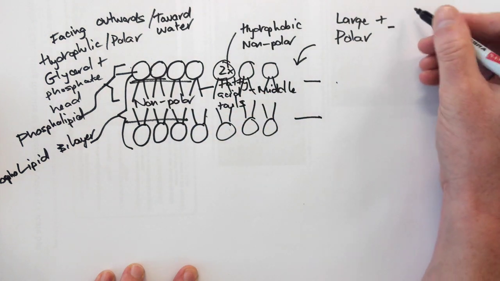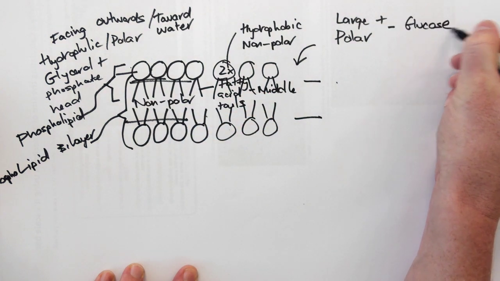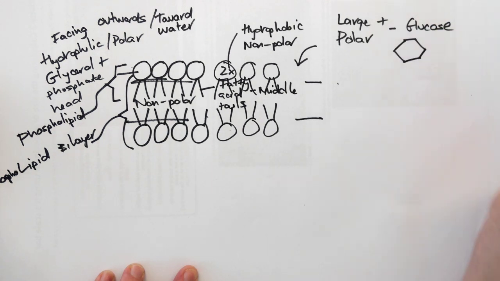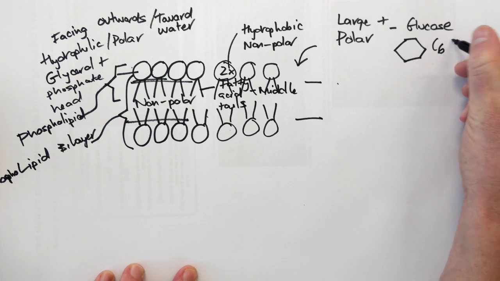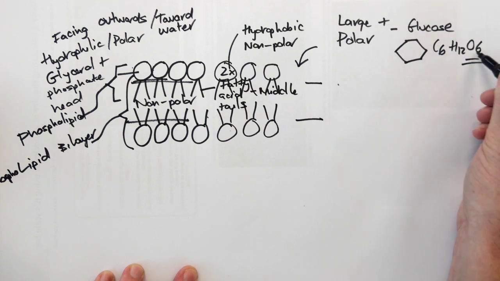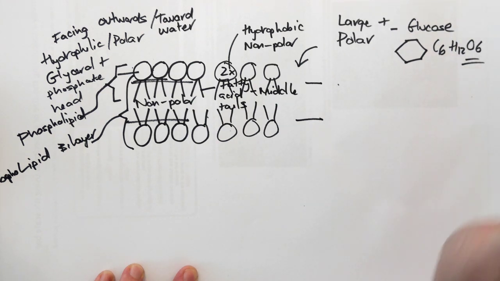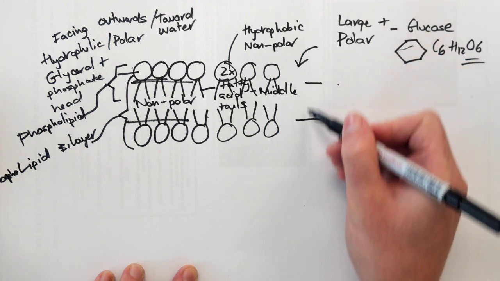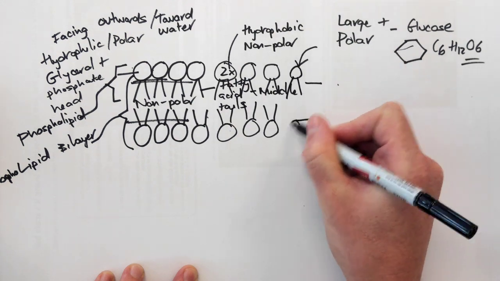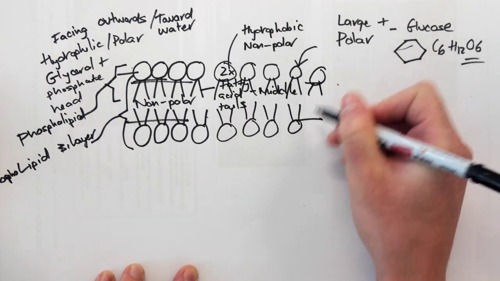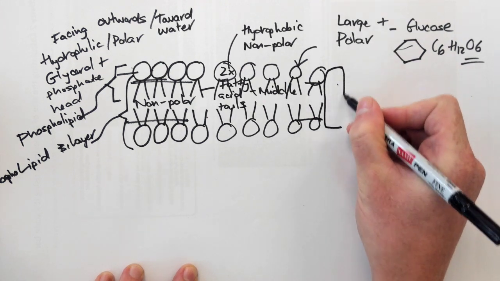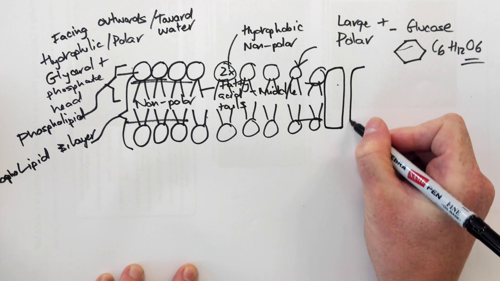So something that's large and polar would be glucose. Glucose has C6H12O6. With the 6 oxygens, it has a lot of polarity. It is polar. And that means it can't move through. So we're going to draw a way for our glucose to get through the membrane. What glucose is going to do is use a channel protein. I'm going to draw it.